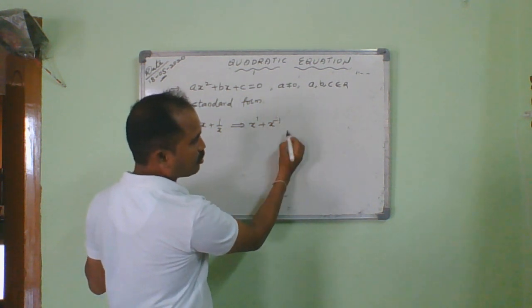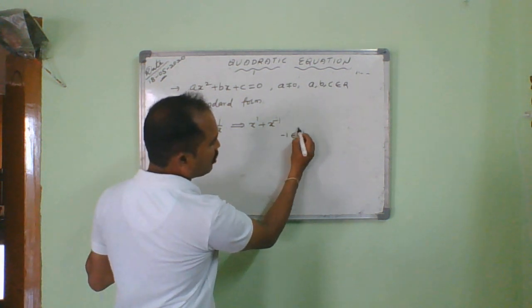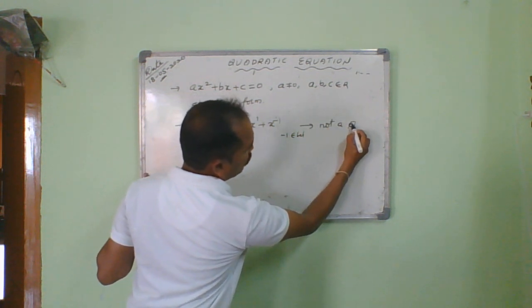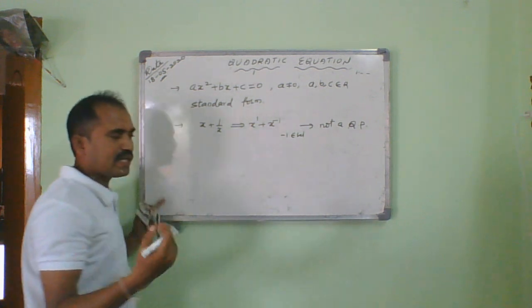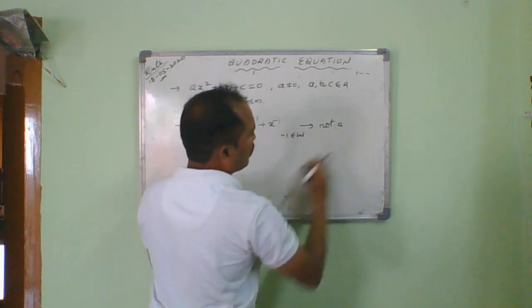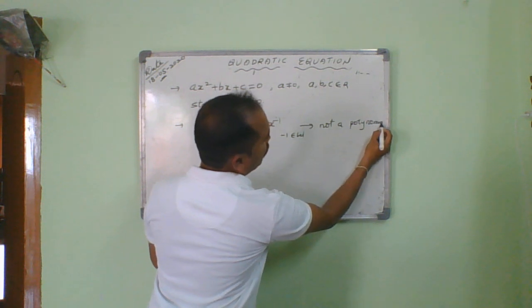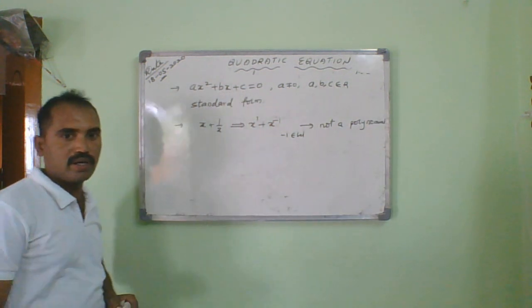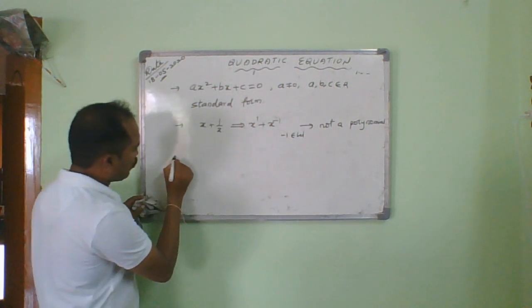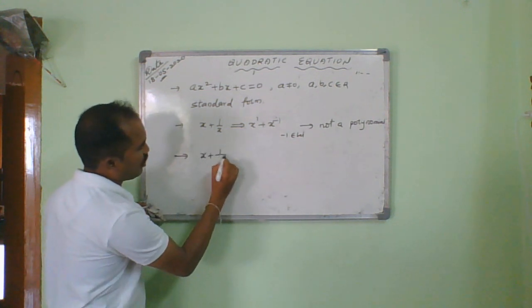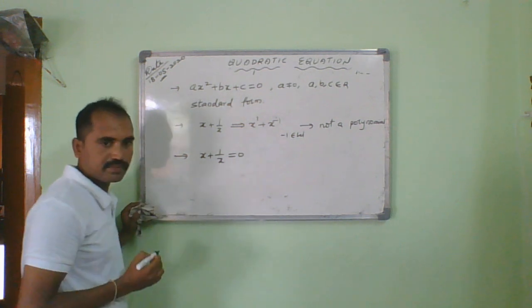It is not a whole number, so it is not a quadratic polynomial. Actually, it is not a polynomial at all. Very good. Next one, the same situation I can give you based on the equation: x plus 1 by x is equal to 0.